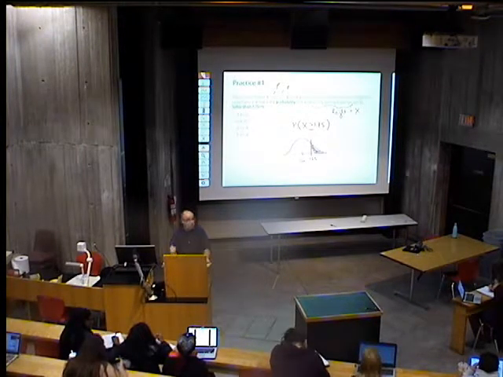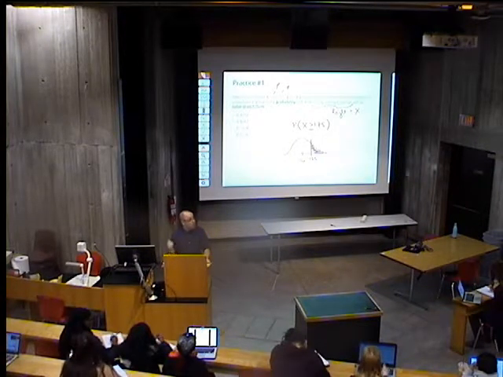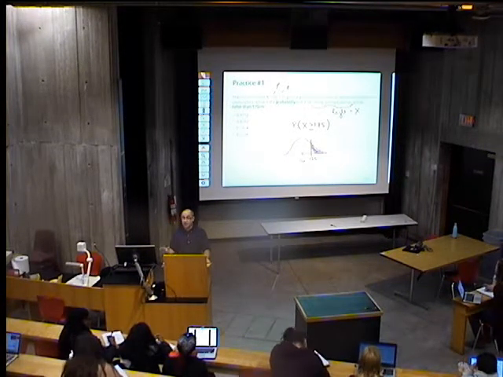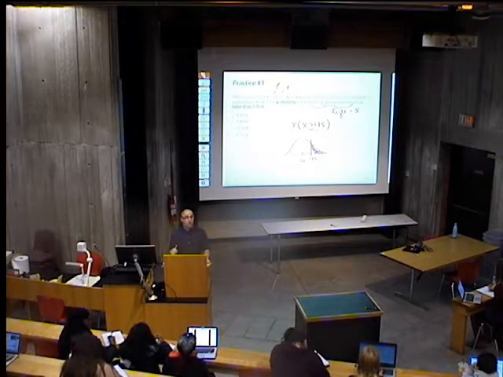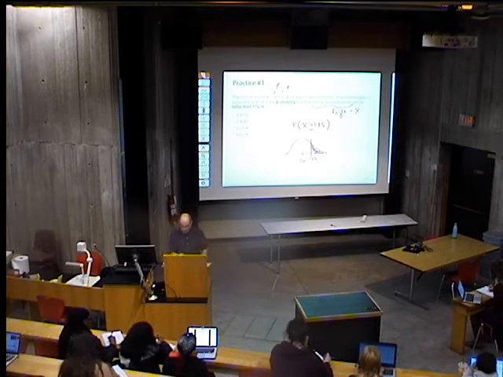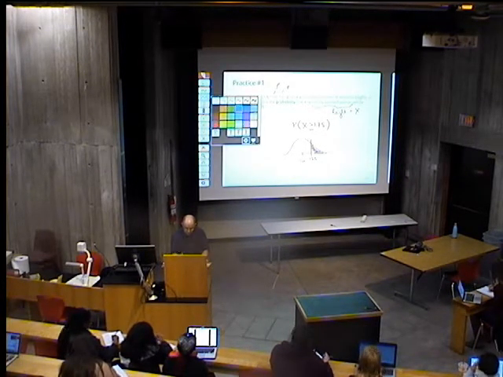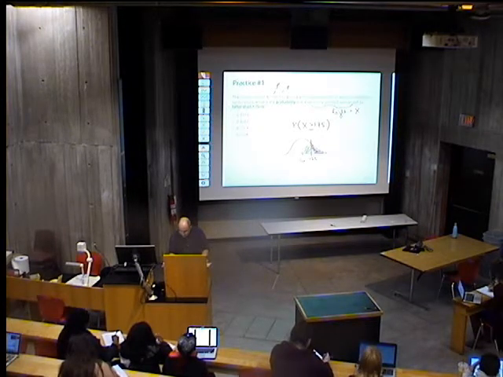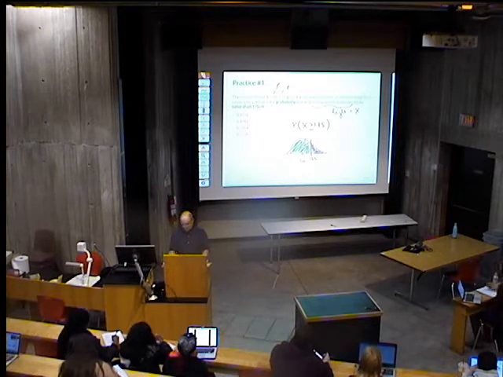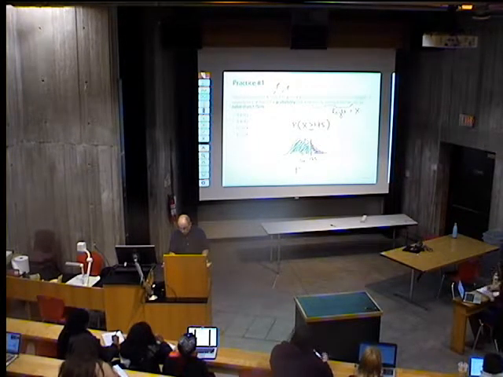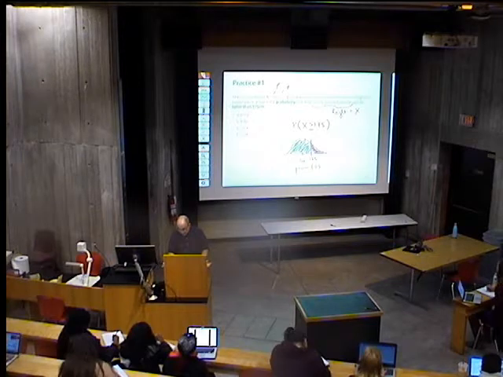Now, we can't do direct pnorm here because we don't have an area to the left, and pnorm only does areas to the left. So what do? We flip it around, and instead of finding the area to the right, which we want, we instead will compute this blue thing. And that's going to be pnorm of 175.